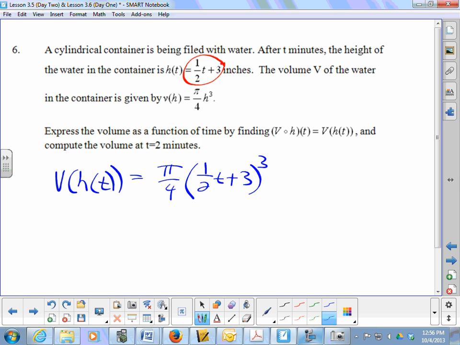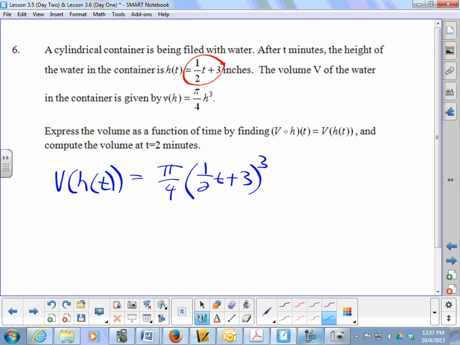We're replacing this. We don't want volume with respect to height. We want volume with respect to time. So we're replacing this h with the part with t. Okay, now we have a cube there. Would it be easy to cube that? Nope. Not really.